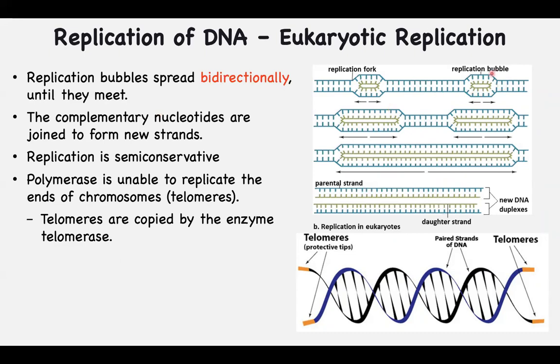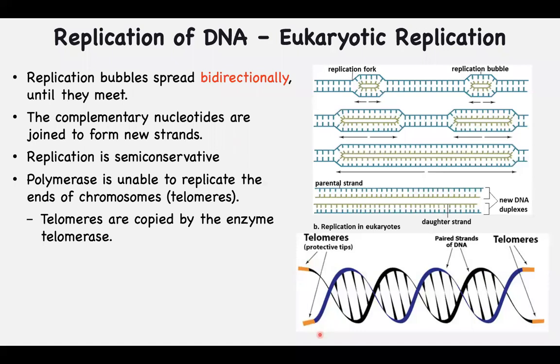Nampak ni, this is the replication bubble. So from here, dia akan kembang new strands kan. Lama-lama dia akan connect sampai jadi a long new strand. Okay, so this replication is semi-conservative and polymerase is unable to replicate dekat the end of the telomere. So ini kalau kat DNA kita ada telomere, dia ada protective tip. So dekat sini tak ada coding apa-apa dah lah. So dia akan stop sampai sini saja.